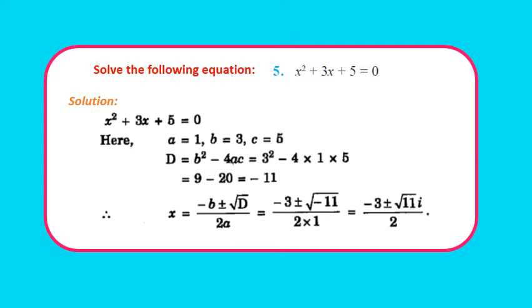So using this in the quadratic formula, we have x equals to minus b plus minus root d upon 2a. So we get minus 3 plus minus under root minus 11 upon 2 into 1. Now this under root minus 11 can be written as square root of 11 multiplied by square root of minus 1. And since under root of minus 1 is equal to I, so we get minus 3 plus minus root 11 I upon 2. Clear? So pause and note down the solution.